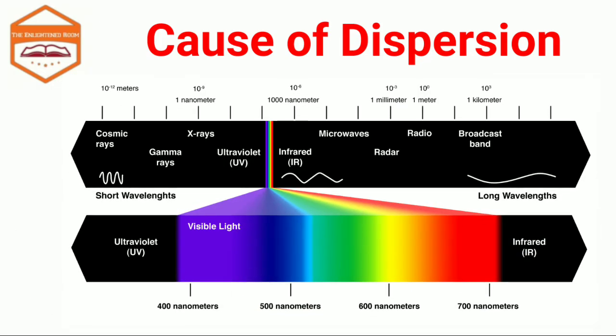Hence we conclude that the cause of dispersion is that different colors of white light having different wavelengths deviate through different angles on passing through a glass prism. That is why they split on coming out from the prism along different directions. So this is it for today's video.